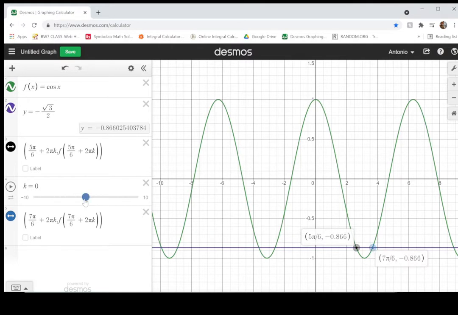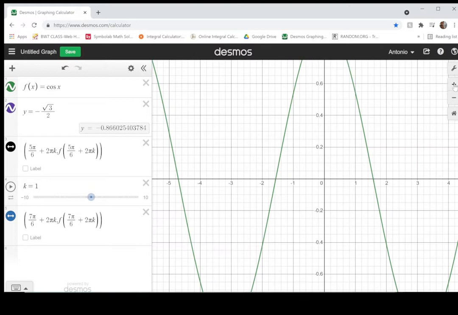And as we let k be, let's say 1, we get the next values, right, where we add 2 pi k, excuse me. Let me zoom out a little bit here.